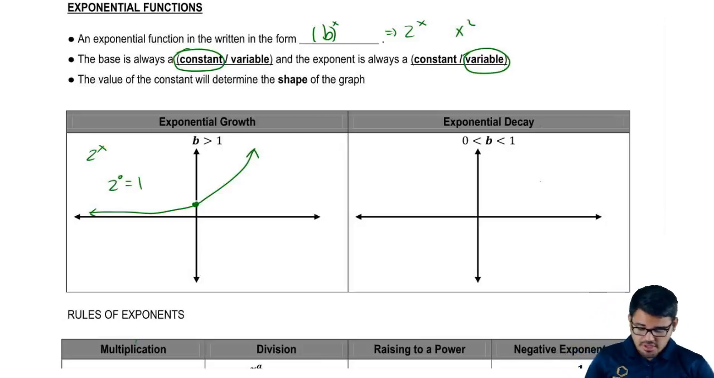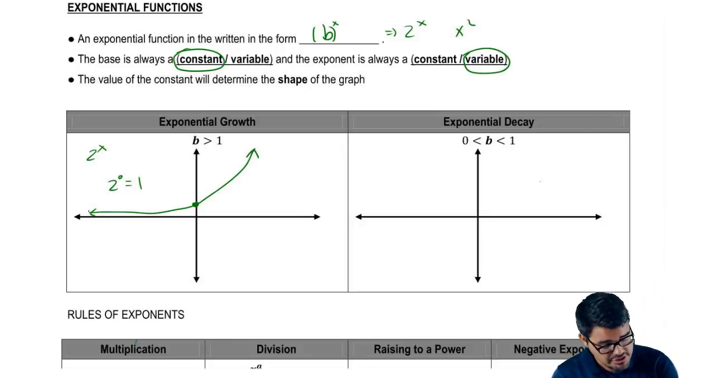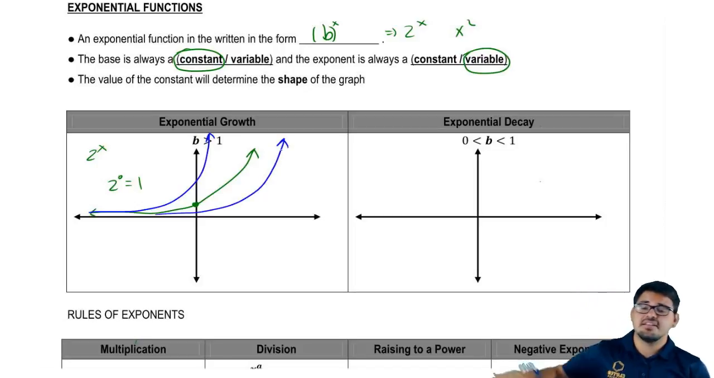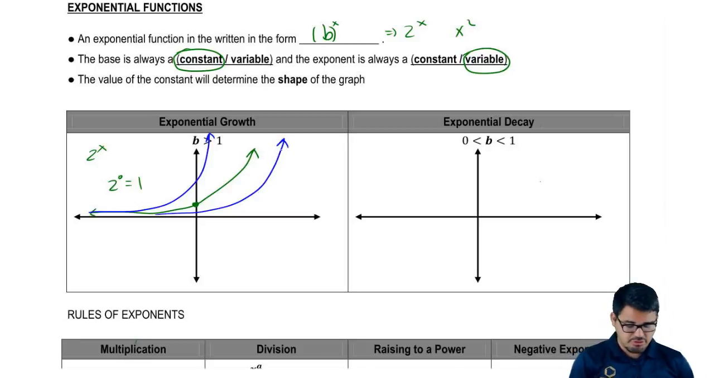They can also grow different ways depending on the constant. So as long as it's growing, it doesn't matter if it goes through that point or it can grow slower. Whatever it is, if it is growing, it's considered an exponential growth.